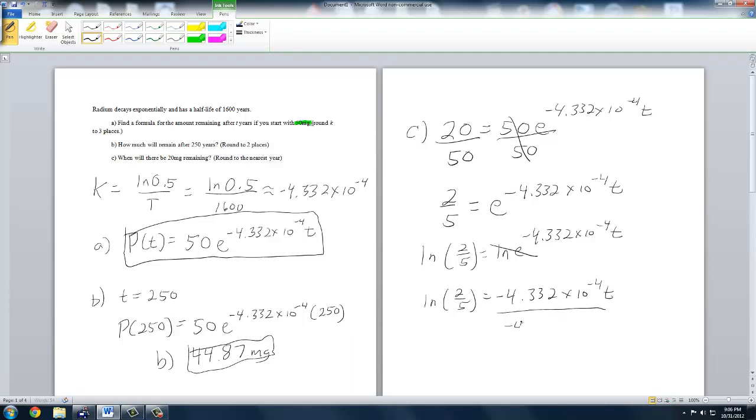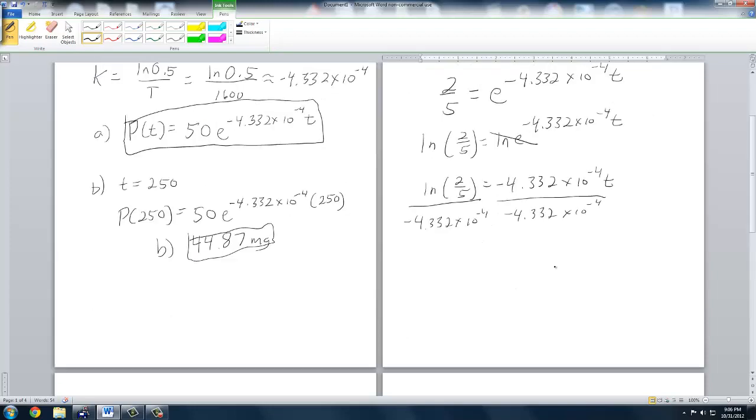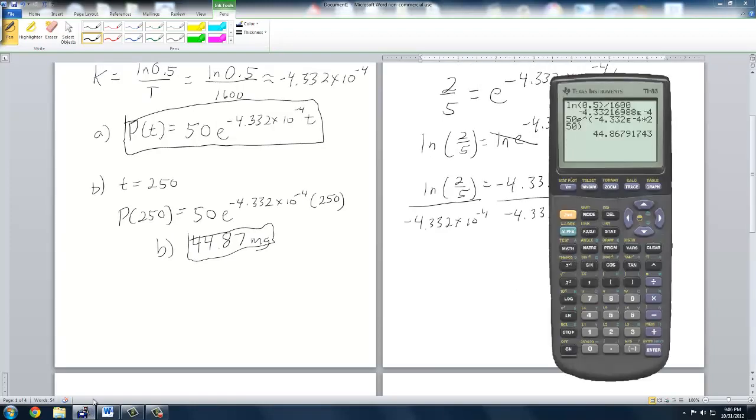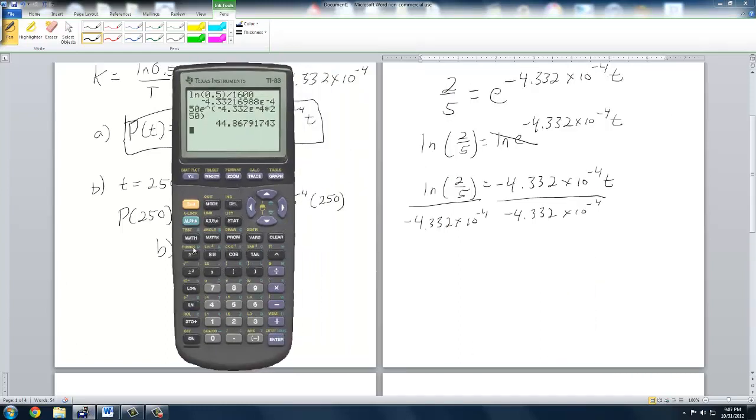Then we divide by negative 4.332 times 10 to the negative fourth. And then let's get this solution. So this one's going to be the natural log of 2 divided by 5, like so. Close up that parenthesis on that natural log, divided by negative 4.332, second function, comma, negative 4. We'll take 2,115 years, round to the nearest year.